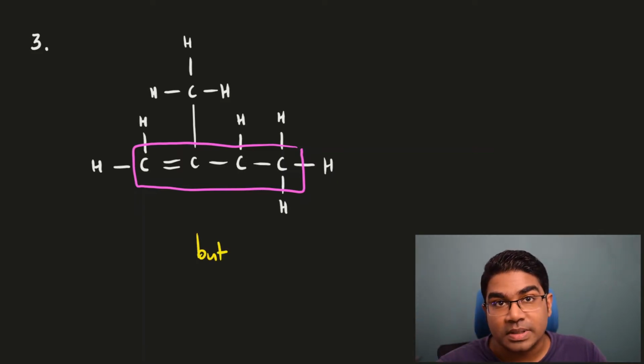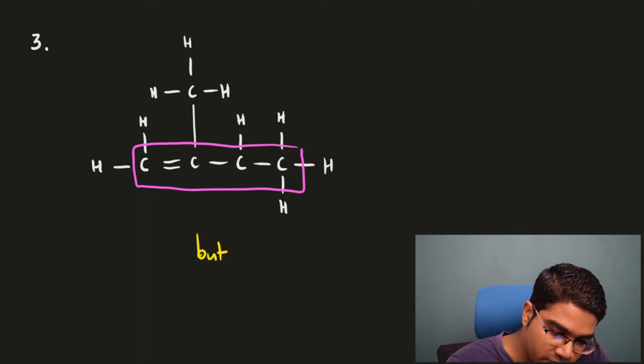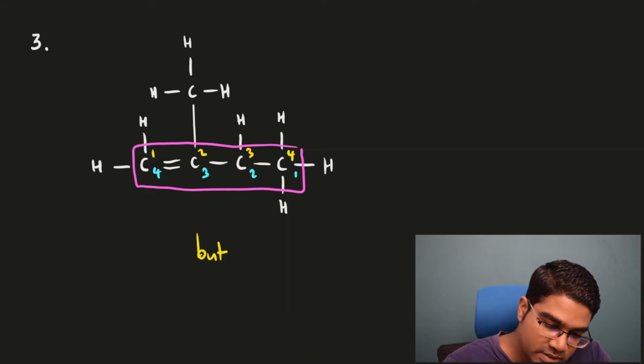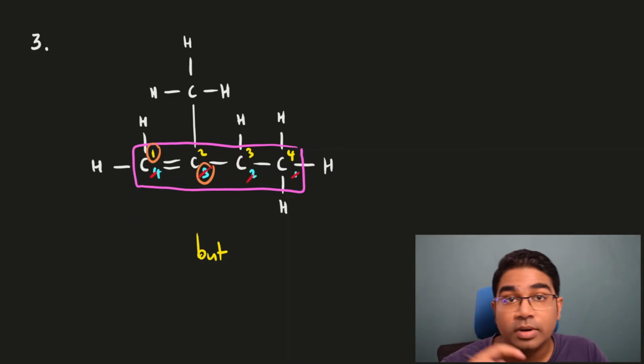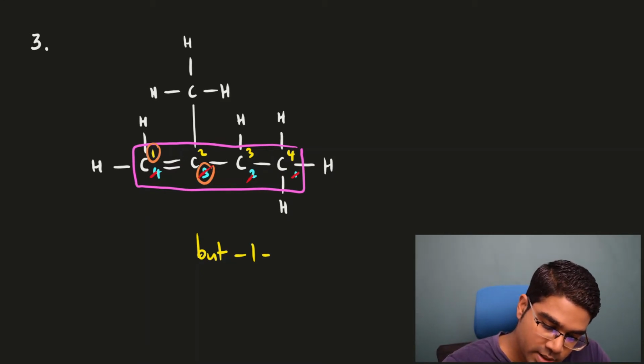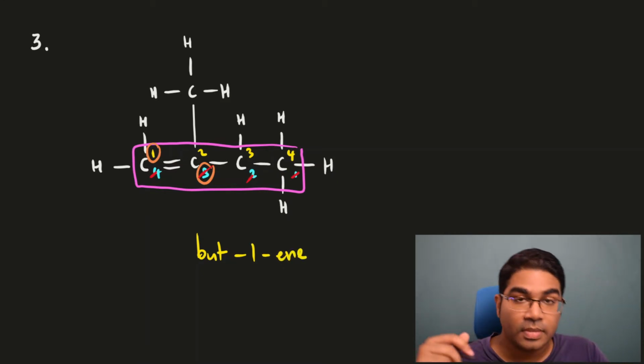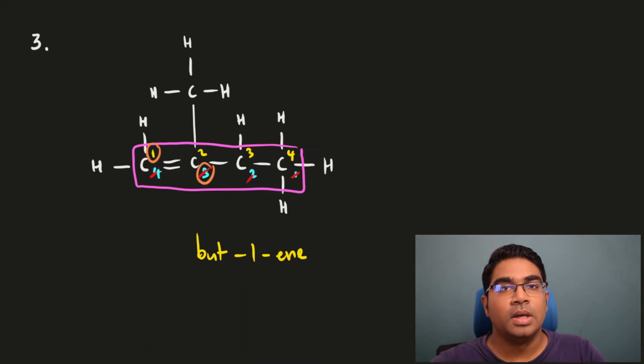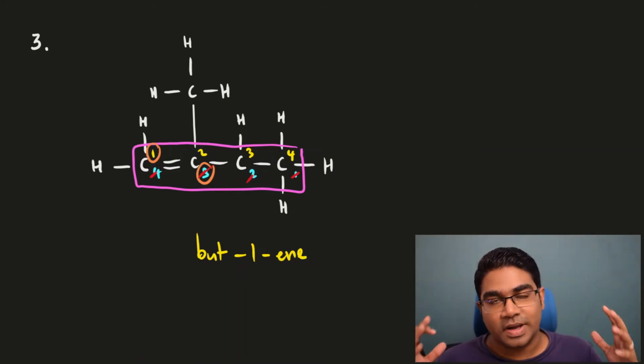Now let's find out the position of the CC double bond. We have 1, 2, 3, 4, and if we count from the other side, 1, 2, 3, 4. Here the position of the CC double bond is either at 1 or 3. Of course we are going to choose 1, so we can ignore the blue numbering. This would be then but-1-ene. This is the base molecule, the longest chain with the functional group.